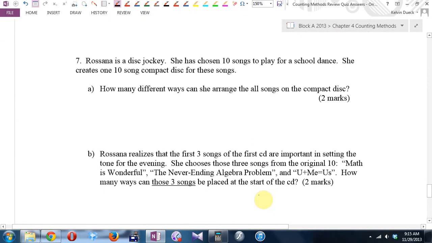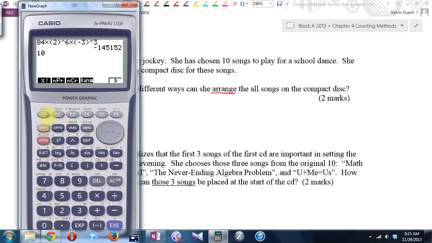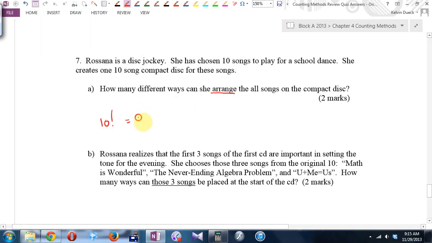Rosanna is a disc jockey, although she's been late for work, so they're thinking about canning her. She has chosen 10 songs to play for a school dance. She creates one 10-song compact disc for these songs. How many different ways can she arrange all of them? 10 factorial, which is 3628800.